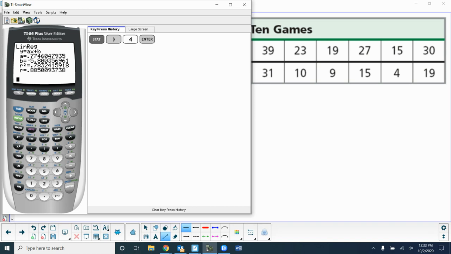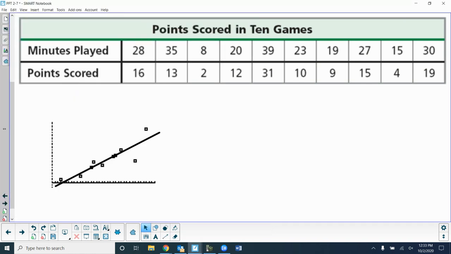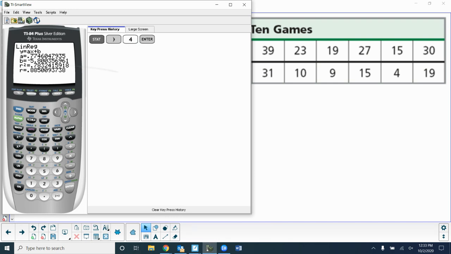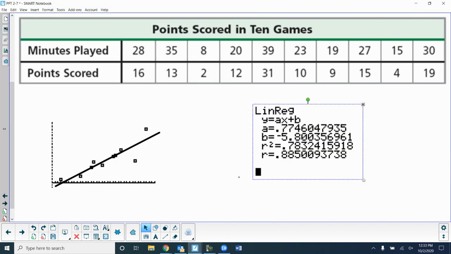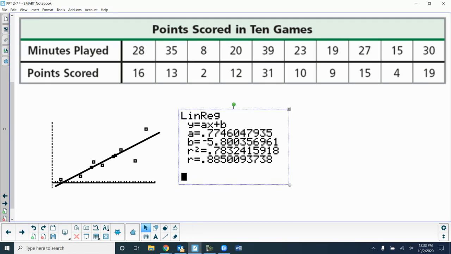Did you get it? All right, so this screen gives me the equation of the line and our correlation coefficient. What letter is the correlation coefficient? R. Is that the last number? Is this a pretty strong positive correlation? Yeah. Because these aren't too far apart, are they? You can pretty well tell where that line is going to go.